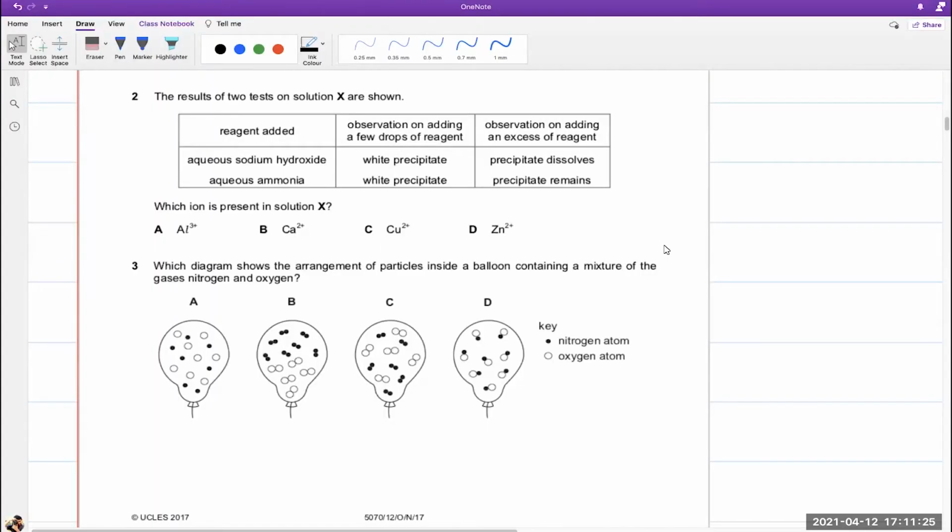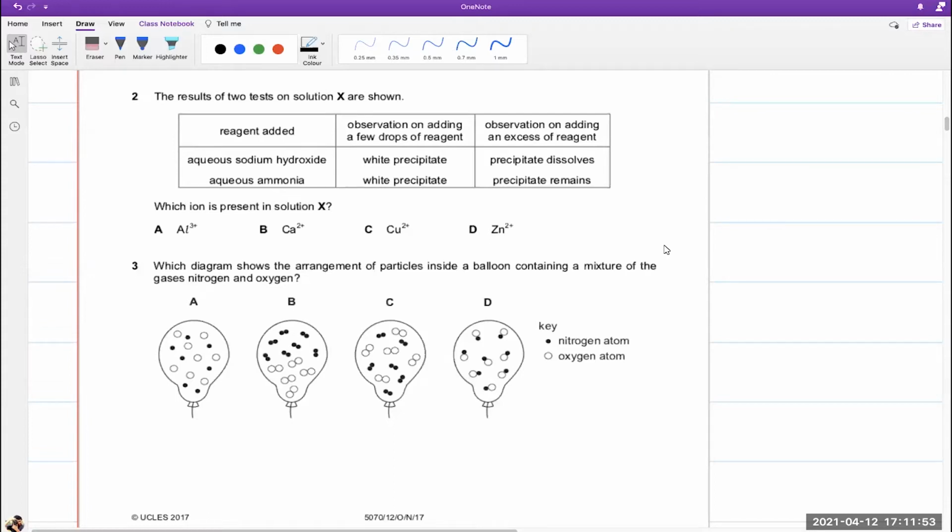Right, question number 2. The result of 2 tests on solution X are shown. Reagent added: aqueous sodium hydroxide, and what we see is that with a few drops, it gives a white precipitate. So that tells me it could be aluminium, calcium, or zinc. It can't be a transition metal because this is a white precipitate. And then on adding in excess, it dissolves. So that means it can't be calcium because aluminium and zinc are the ones that dissolve in excess sodium hydroxide.